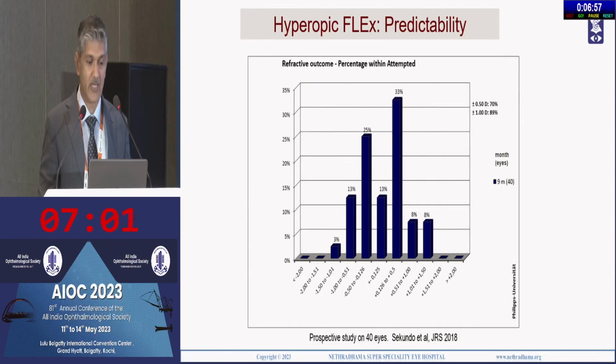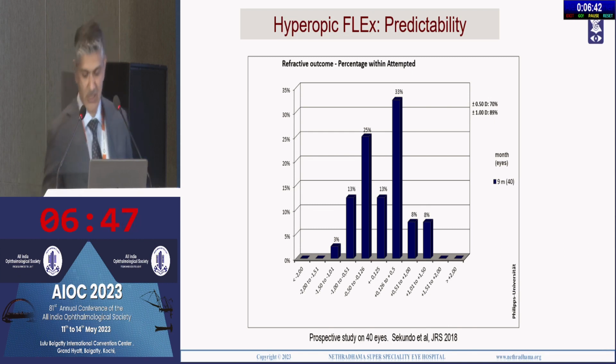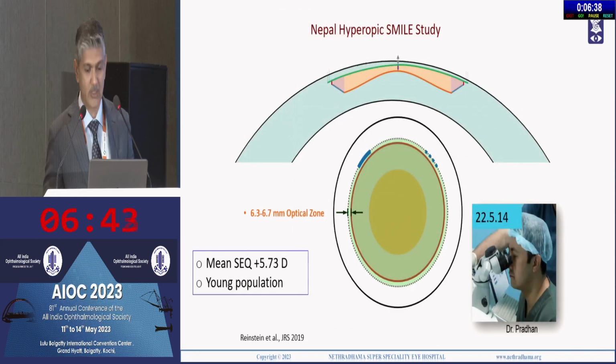And with their hyperopic flex, the predictability was 70% within half a diopter and 89-90% within one diopter. So they also found that there was quite a bit of regression because the transition zone was just 1 millimeter, and this was published in 2018.